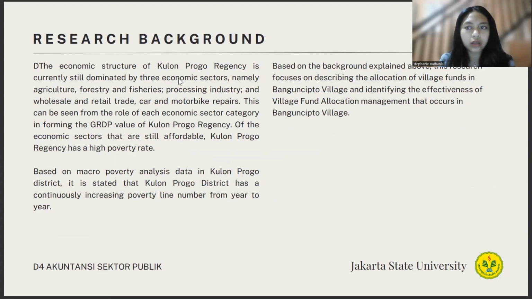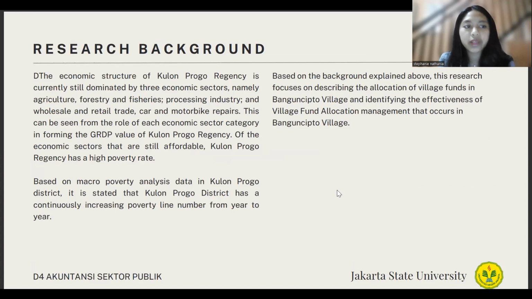So next about my research. The economic structure of Kulon Progo Regency is currently still dominated by three economic sectors, namely agriculture, forestry and fisheries, processing industry, and wholesale and retail trade, car and motorbike repairs. This can be seen from the role of each economic sector category in forming the GRDP value of Kulon Progo Regency. Kulon Progo Regency has a high poverty rate. Based on the macro poverty analysis data in Kulon Progo district, it is stated that Kulon Progo district has a continuously increasing poverty line number from year to year.